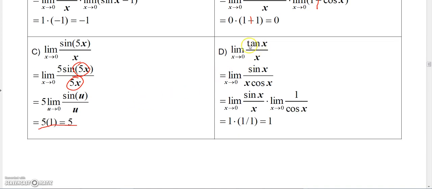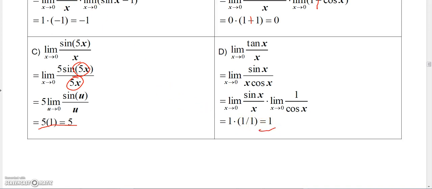And then the last one, the limit of tangent x over x as x approaches 0. Well, tangent x is the same as sine x over cosine x, so I can write this as sine x over cosine x, and I still have this x in the denominator. Then I can break this up into two limits, the limit of sine x over x as x approaches 0, and the limit of 1 over cosine x as x approaches 0. We know the limit of sine x over x is 1, and the limit of 1 over cosine x is just 1 over cosine 0, which is 1 over 1. So you end up getting 1 times 1, which is 1.